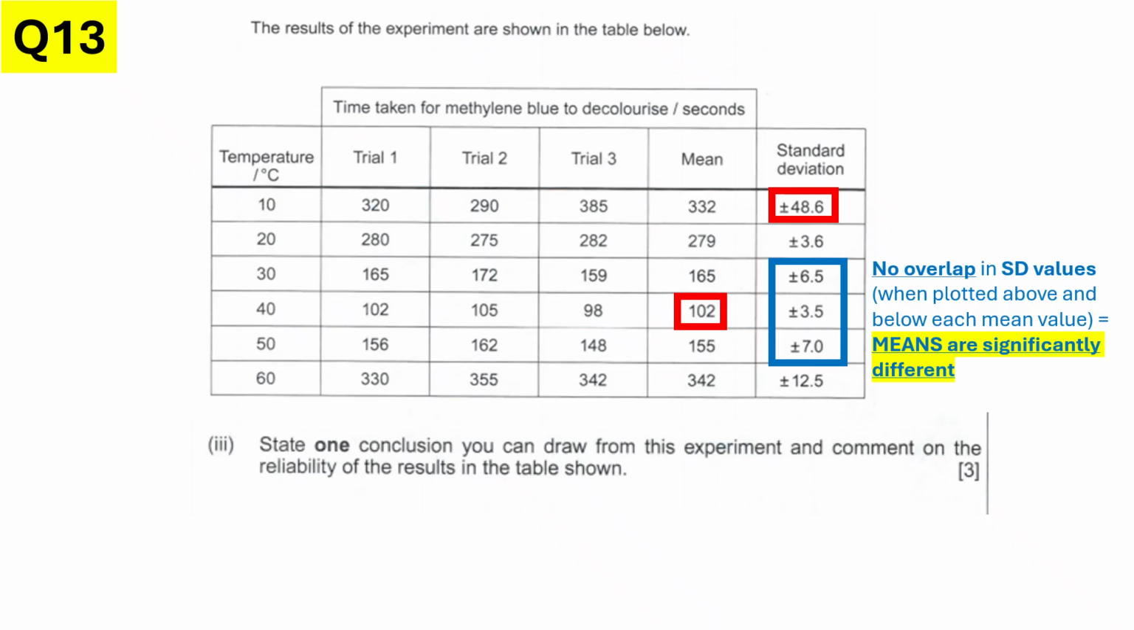165 seconds at 30 degrees C, the standard deviation is plus 6.5 or minus 6.5, and there's no overlap between those standard deviation bars and the standard deviation bars for 40 degrees C. So 102 plus 3.5 or 102 minus 3.5, the SD bars do not overlap with the SD bars from 30 degrees C. Likewise, the 102 mean value, the standard deviations do not overlap with the standard deviations from 50 degrees C, which is the 155 second mean underneath.